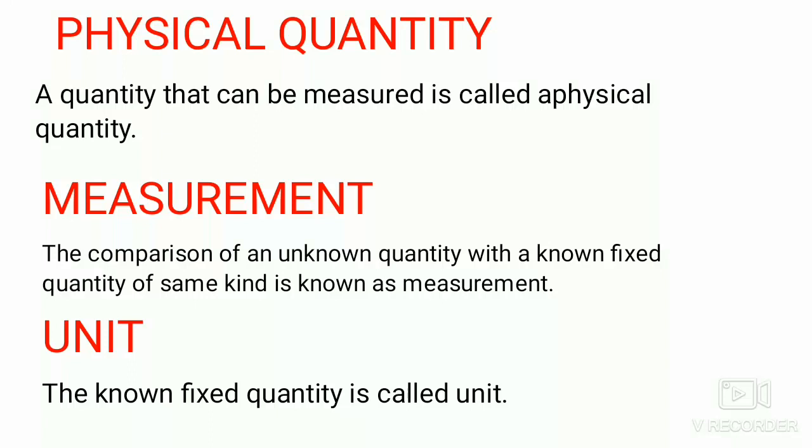A quantity that can be measured is called a physical quantity. The comparison of an unknown quantity with a known quantity of the same kind is called measurement. The known fixed quantity is known as a unit. Every measurement consists of two parts. The first part is its numerical value, the number, and the second part is the unit of the measurement.